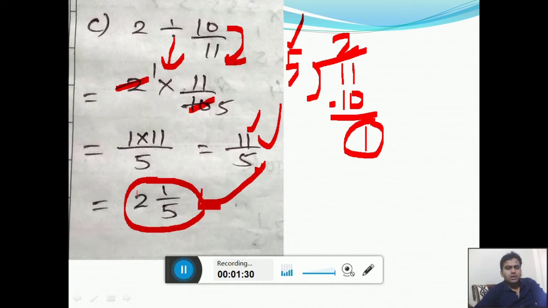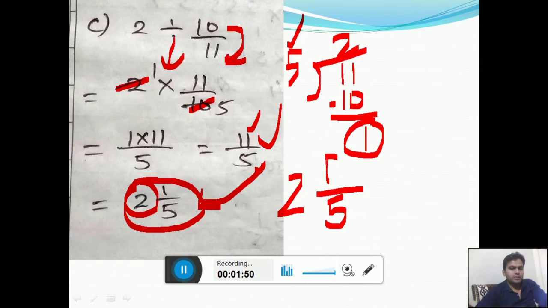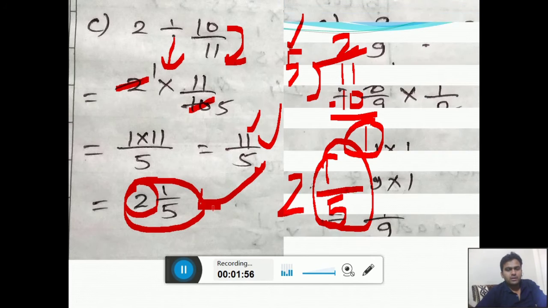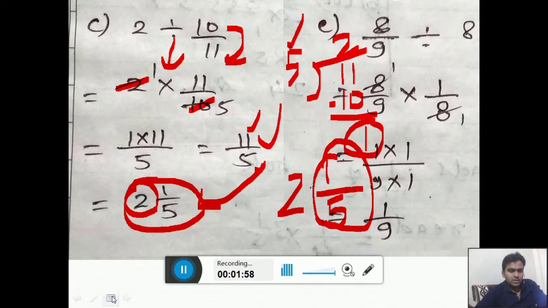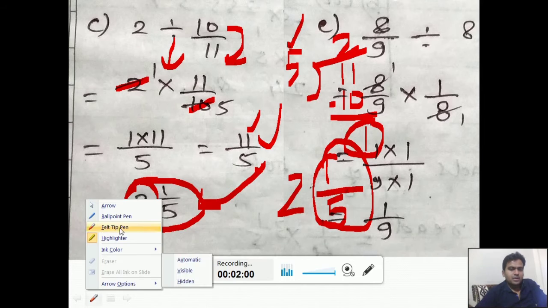So the quotient you have to write in front of the fraction, then write down the remainder as the numerator and whatever the divisor is in the denominator of this fraction. So you get the answer 2 complete 1 upon 5. Now the next question is also the same.